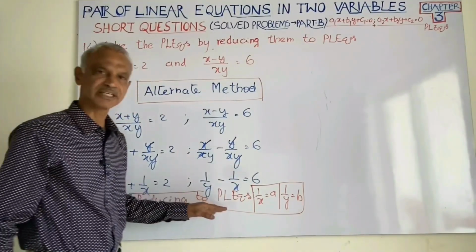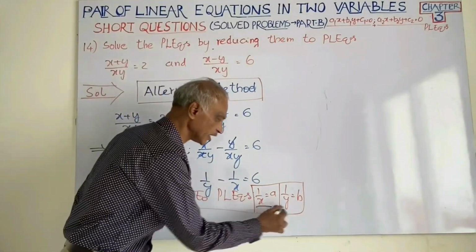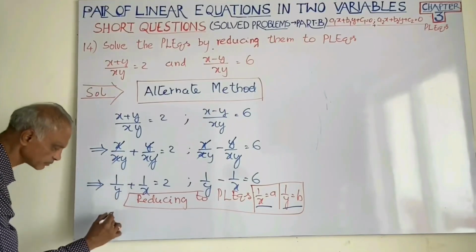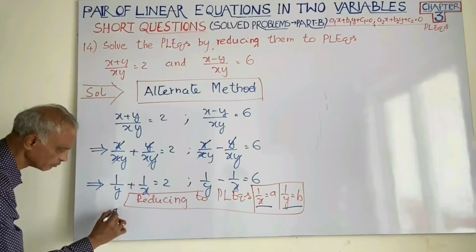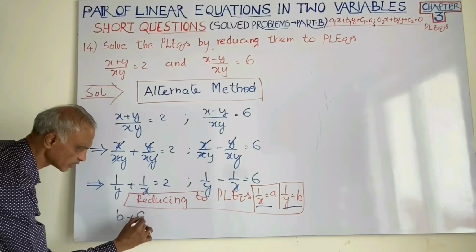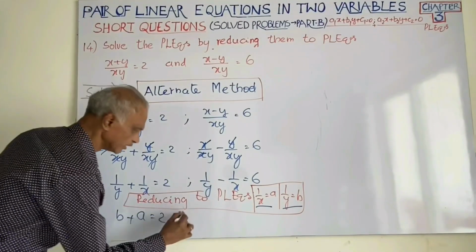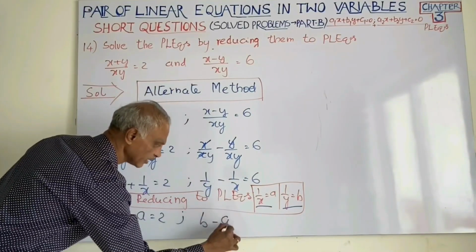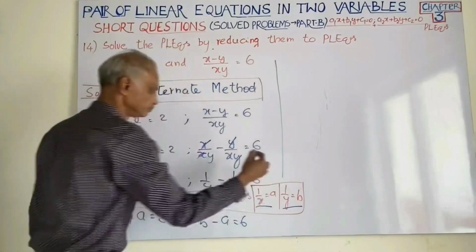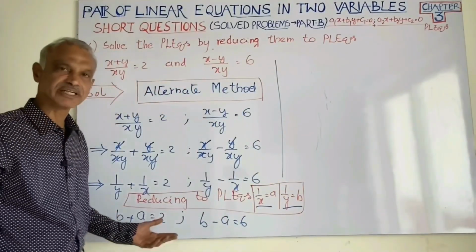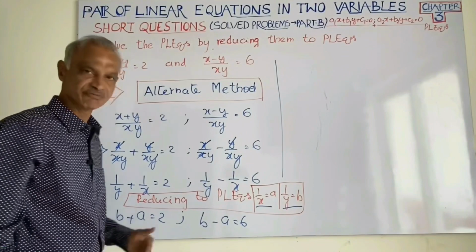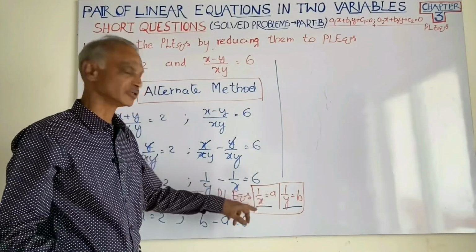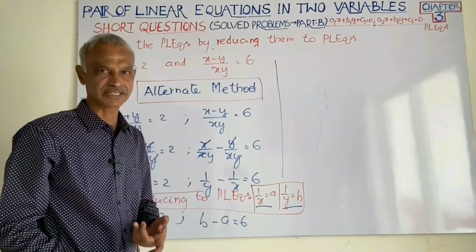Reducing to a pair of linear equations. Let 1 by x be equal to a and 1 by y be equal to b. So b plus a is equal to 2, then b minus a is equal to 6. Now take these two linear equations in a and b and find the values of a and b. Afterwards, we can convert a is equal to 1 by x, and you can find the values of x and y.